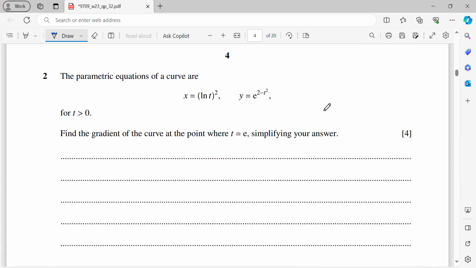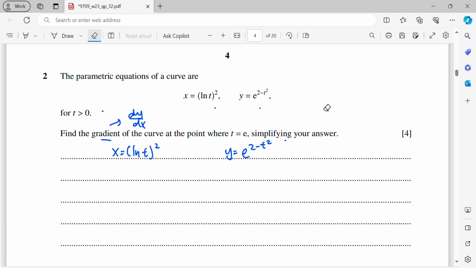Now for question number 2, the parametric equations of a curve are x equals square of ln t and y equals exponential 2 minus t squared, whereby t is greater than 0. Find the gradient of the curve at the point where t equals e, simplifying your answer. So the gradient here is actually referring to dy over dx. Right, so now x equals the square of ln t, then y equals e to the power 2 minus t squared.